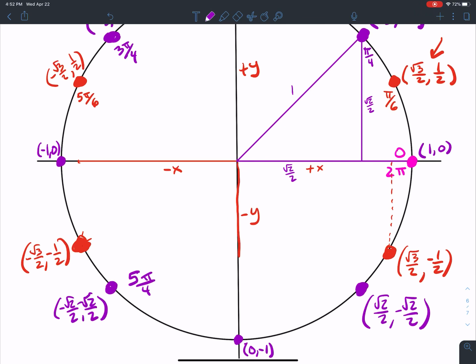What do I know? If I go all the way around, that's 2 pi, right? But I didn't want to go all the way around. I wanted to go all the way minus pi over 4, right? So how do I do that? I do 2 pi minus pi over 4. Okay, so 2 pi minus pi over 4, that's 8 pi over 4 minus pi over 4, that's 7 pi over 4 right there.